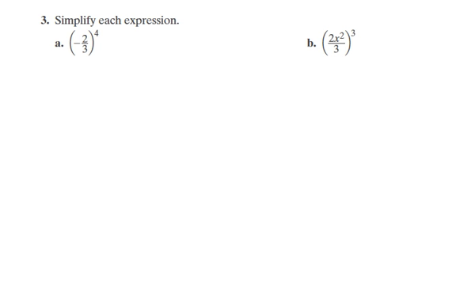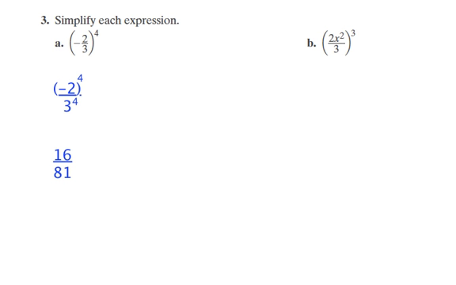For 3a, we have negative 2/3 to the 4th power. We can connect the negative with the 2, so we have negative 2 on the top to the 4th power over 3 to the 4th on the bottom. Negative 2 to the 4th is 16, and 3 to the 4th is 81. So the final answer is 16 over 81.